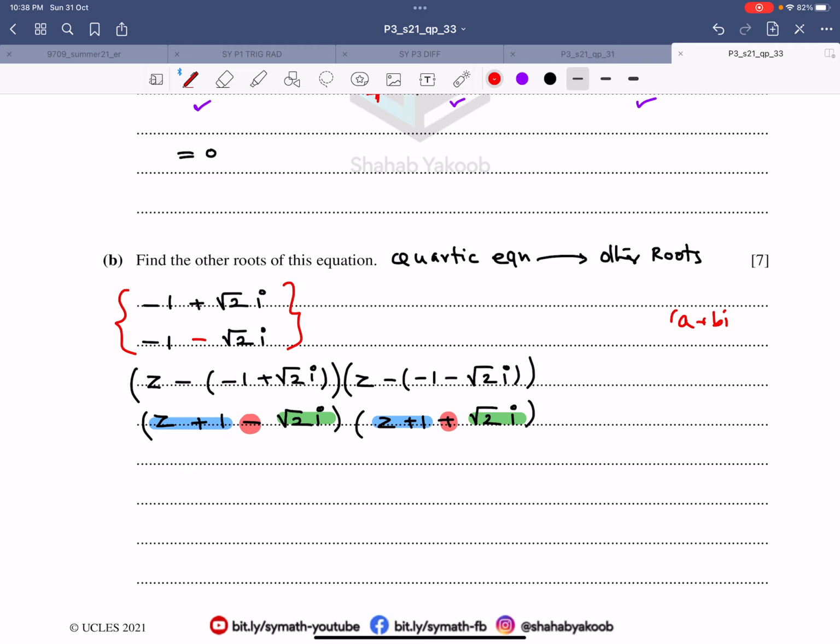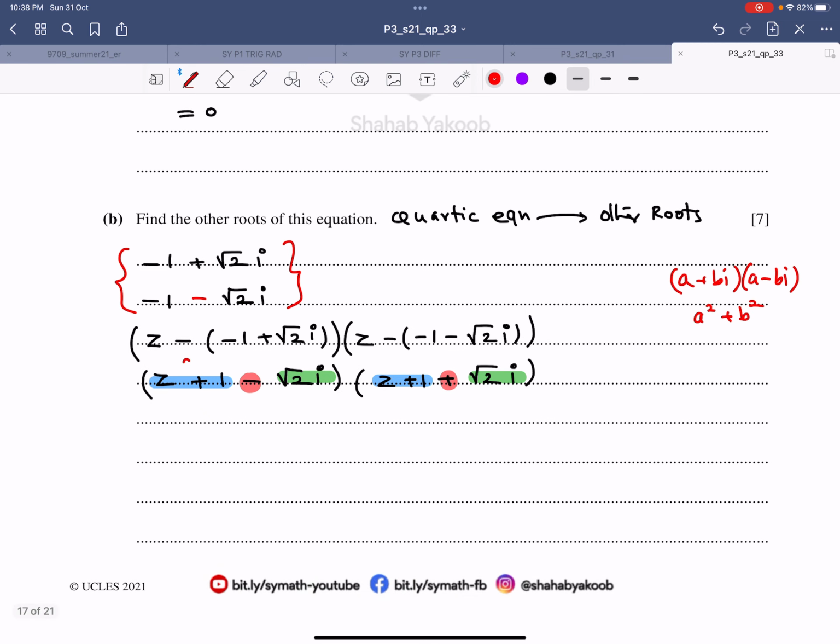(a + bi)(a − bi) is a square plus b square, because i square is minus 1. So this is a, and this is bi, and this is a, and this is bi. So this is (z + 1) whole square plus root 2 whole square, that is z square plus 2z plus 1 plus 2, that is z square plus 2z plus 3. This is the quadratic out of the two linear factors. That is the first thing that I got.